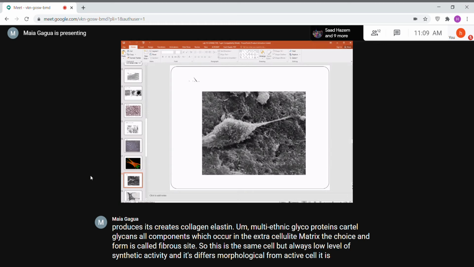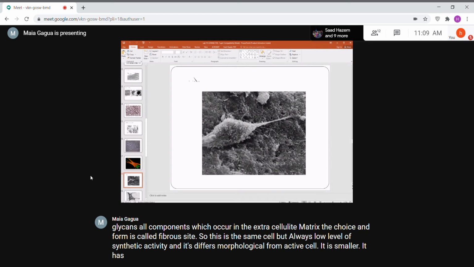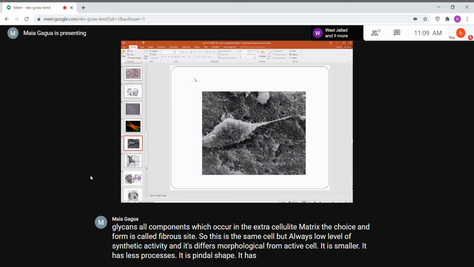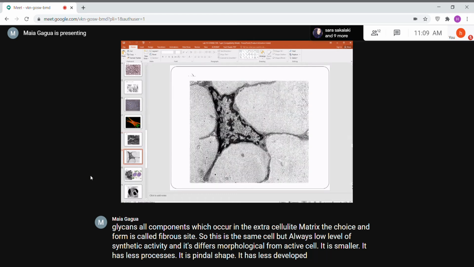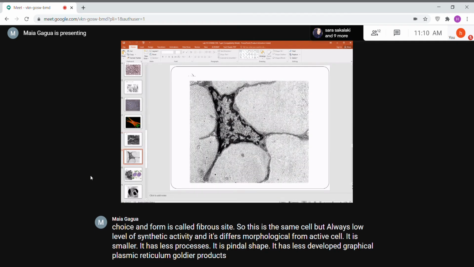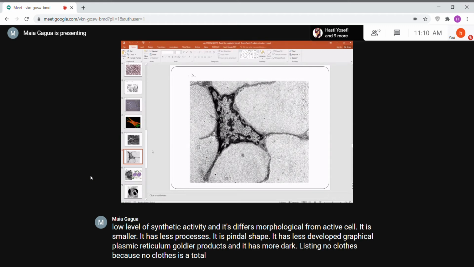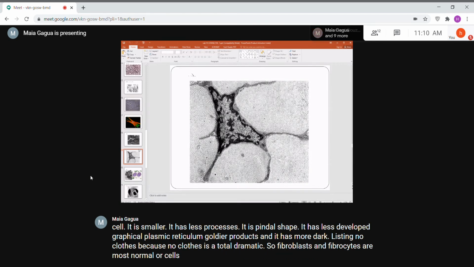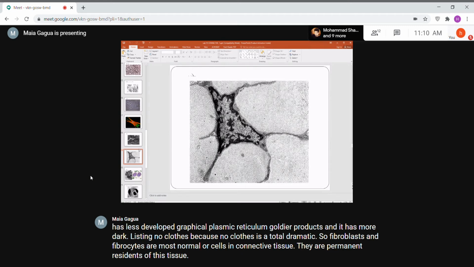It is smaller, it has fewer processes, it is spindle shaped, it has less developed rough endoplasmic reticulum and Golgi apparatus, and it has a more darkly stained nucleus because the nucleus is heterochromatic. So fibroblasts and fibrocytes are the most numerous cells in connective tissue. They are permanent residents of this tissue. They originate locally from the mesenchymal cells.